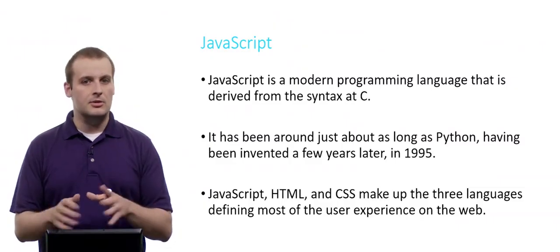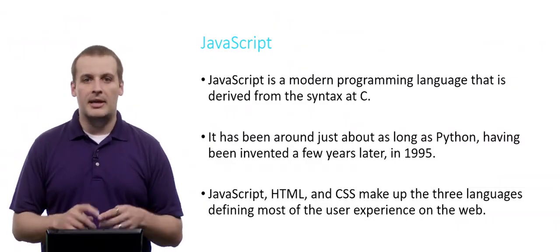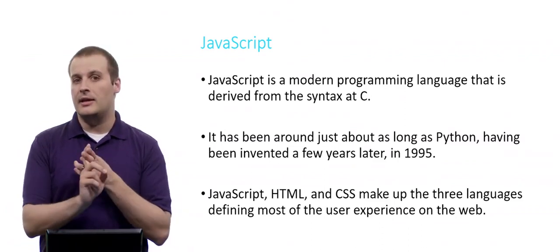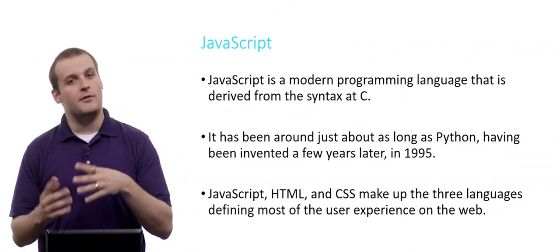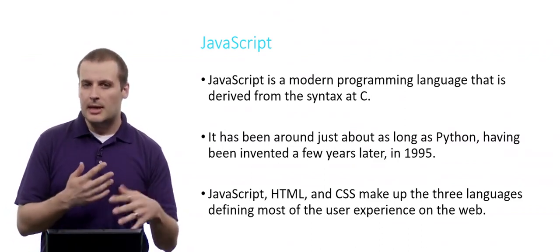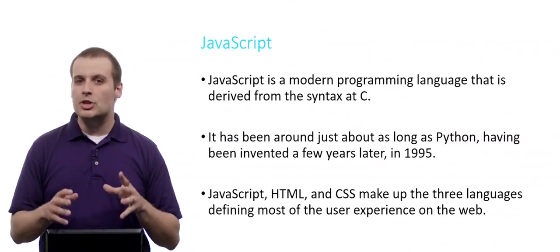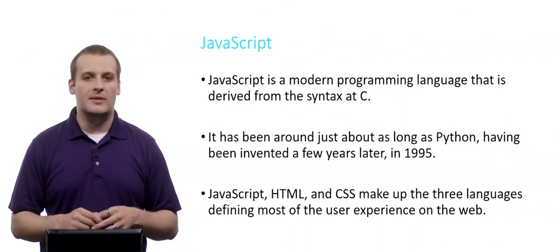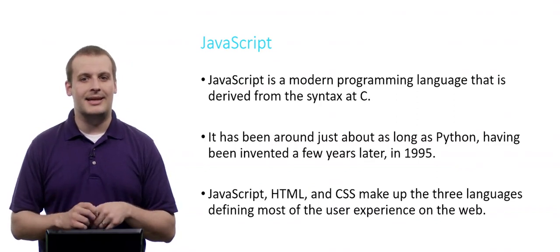Now, similar to other languages we've discussed, it is a modern programming language that is derived from C's syntax. So if you're familiar with C, you're going to be able to pick up JavaScript pretty quickly. It's been around just about as long as Python. It was invented a few years afterwards in the mid-1990s.